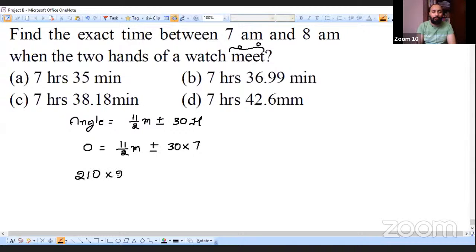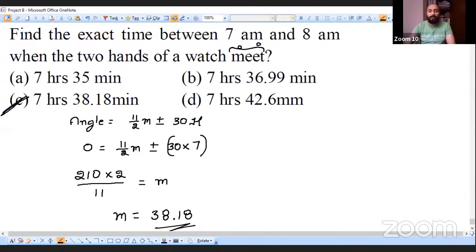210 into 2 divided by 11 is how much? That is the number of minutes. So the answer is how much, people? M is equal to 38.18, which is the right answer. Yes, very good, people. That's the right answer there. Okay, cool. Next question.